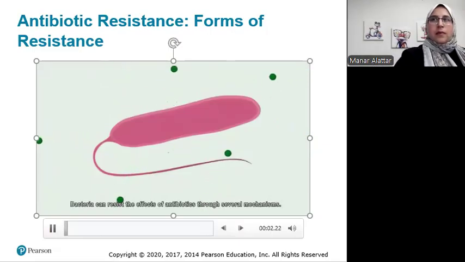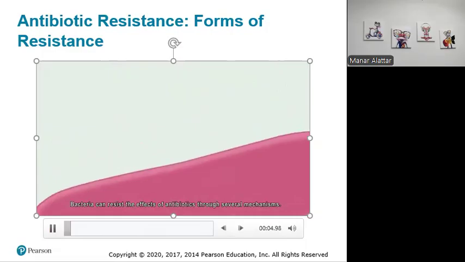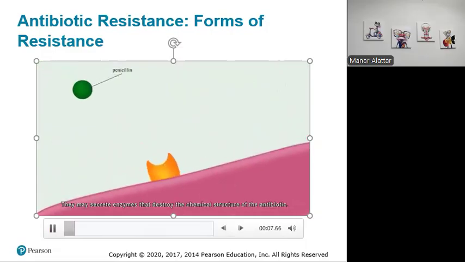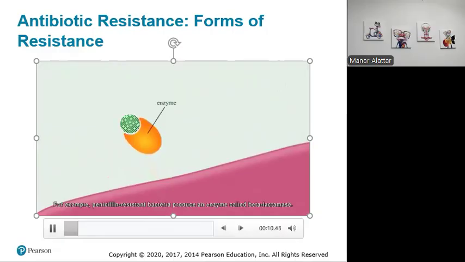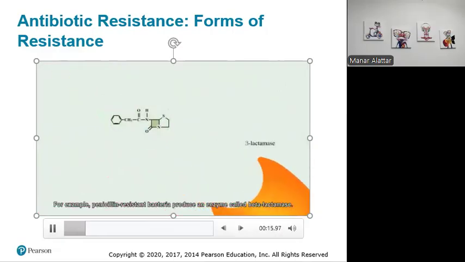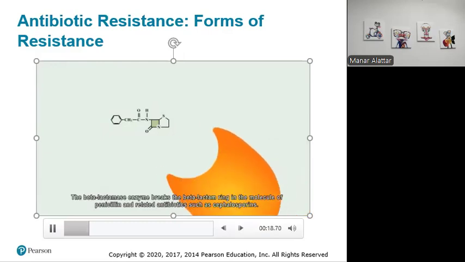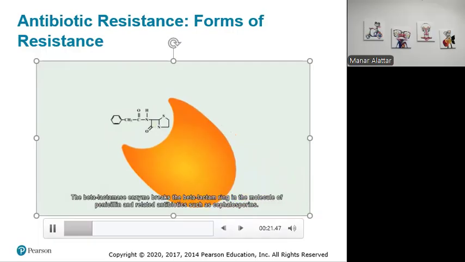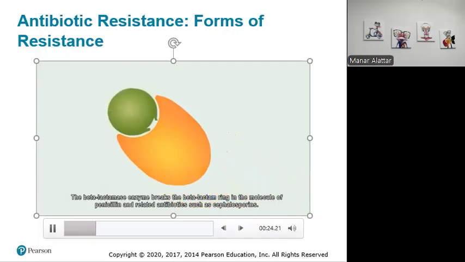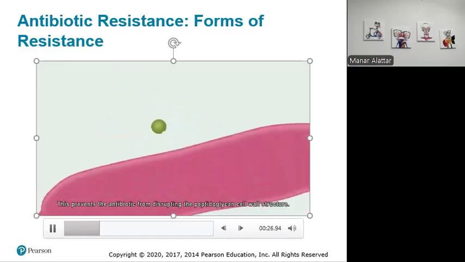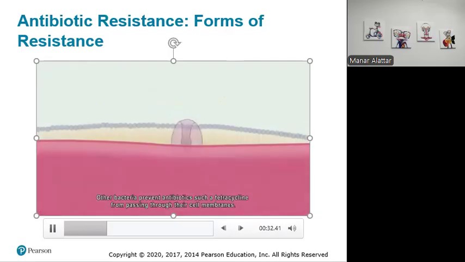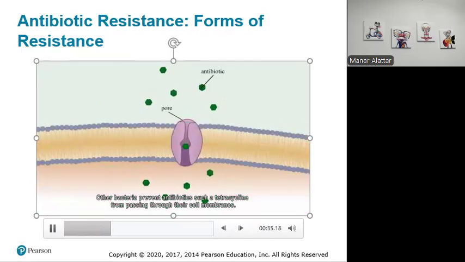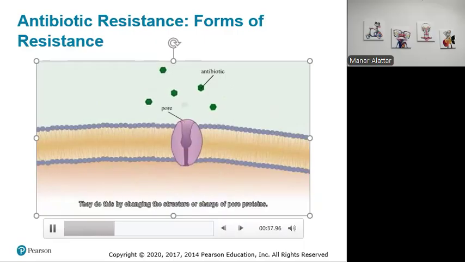Bacteria can resist the effects of antibiotics through several mechanisms. They may secrete enzymes that destroy the chemical structure of the antibiotic. For example, penicillin-resistant bacteria produce an enzyme called beta-lactamase. The beta-lactamase enzyme breaks the beta-lactam ring in the molecule of penicillin and related antibiotics, such as cephalosporins. This prevents the antibiotic from disrupting the peptidoglycan cell wall structure. Other bacteria prevent antibiotics such as tetracycline from passing through their cell membranes. They do this by changing the structure or charge of pore proteins.